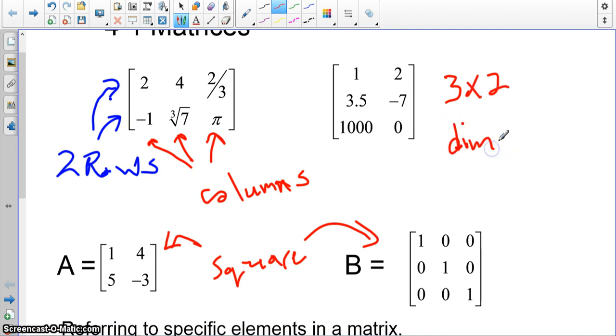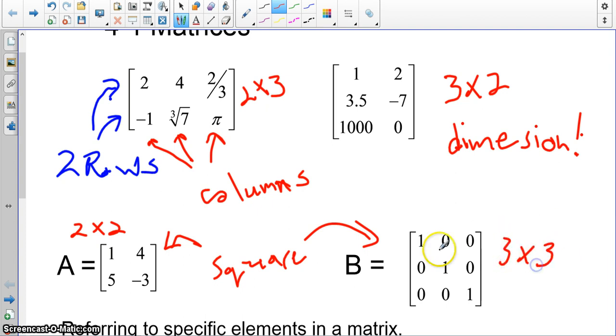So when we say the dimensions of a matrix, it's something like 3 by 2. This would be a 2 by 3. This down here would be a 2 by 2, and this would be a 3 by 3. As you might guess, a square matrix has the same number of rows and columns. So it's always 3 by 3, 4 by 4, 5 by 5, whatever. That's how you know it's a square matrix.